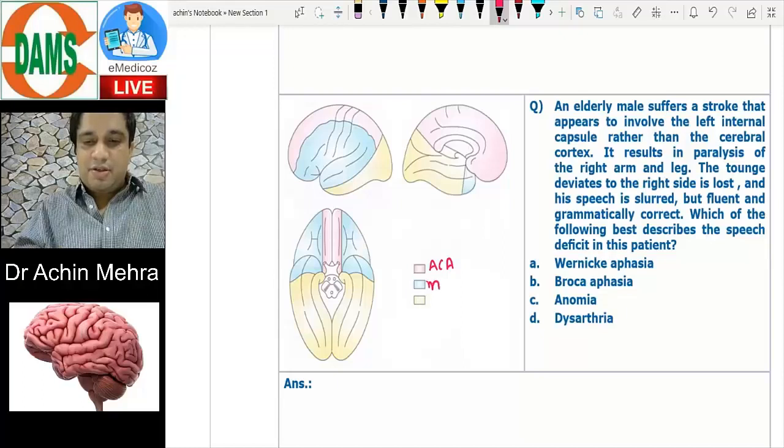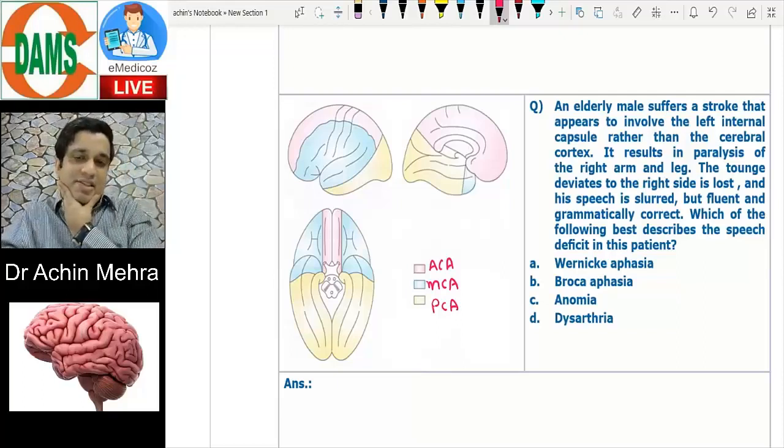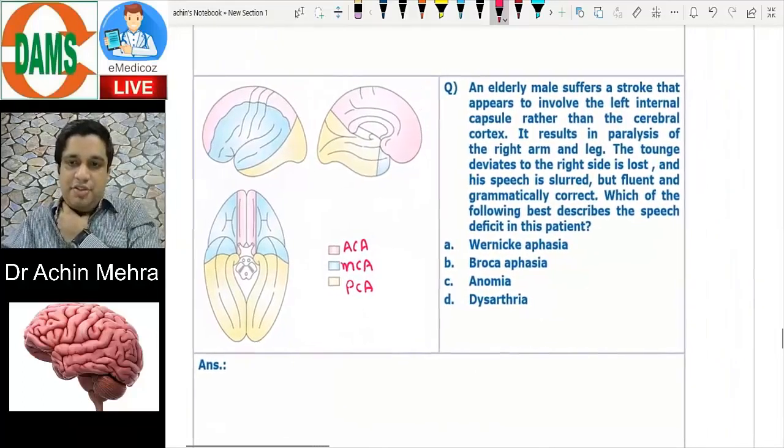What is this? The middle cerebral artery. And what are we left with? The yellow one. Yes, that supplies the posterior part. Okay, even the medial part of the brain, that is the posterior cerebral artery. So this is nothing but your blood supply of the brain. Now here's a question which is slightly tricky.